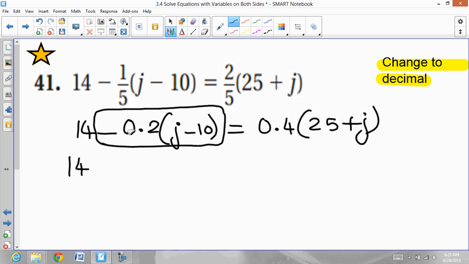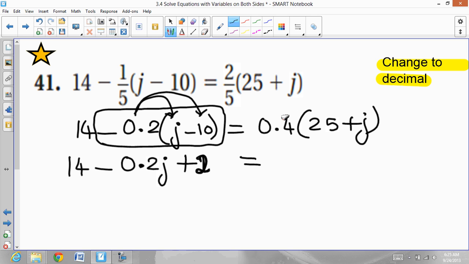So this is going to be 14. Negative 2 times j is going to be negative 2j. And negative 2 times negative 10 is going to give you positive 2, equals, once again, this is also a distributive property. 0.4 on the outside multiplies 25 to give you 10. And 0.4 times j is going to give you 0.4j.